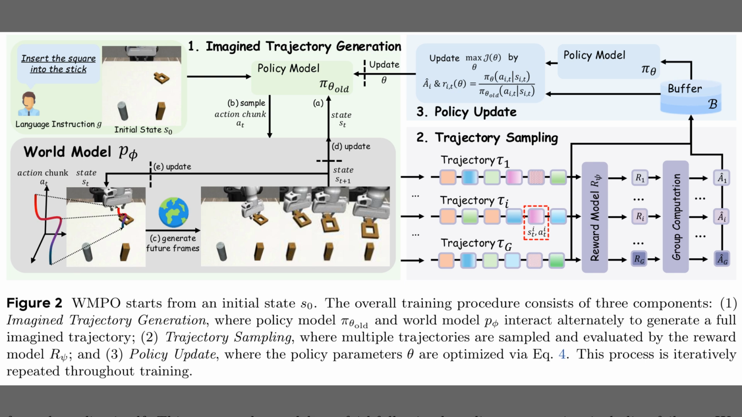Alright, Figure 2 shows the full WMPO training loop and why the policy can learn safely from imagination. The process runs in 3 stages. The policy proposes actions, the video world model renders the next frames, and the reward model scores each imagined rollout. Group relative policy optimization then updates the policy using group-wise advantages, which stabilize learning by comparing peers in the same batch. This loop repeats inside pixel space, so the visuals match the policy's pre-trained features. The result is on-policy reinforcement learning without real robot interaction.